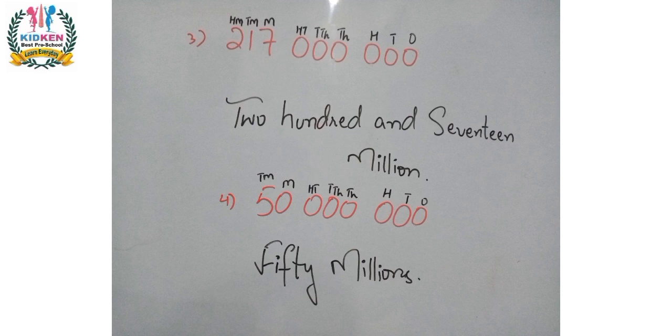Next part of this question is 50 million. Again we start counting right hand side to left hand side. Ones to million we have 0 and the 10 millions place value has 5. So we can write this in words as 50 million.